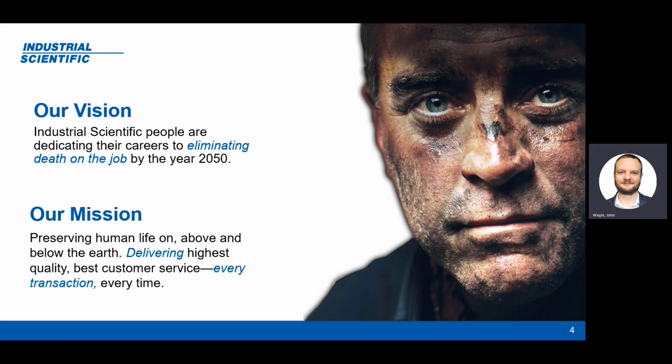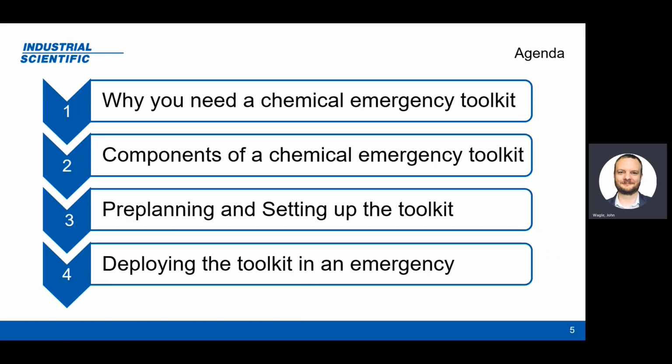As I mentioned, the topic for today's webinar is how to build an emergency toolkit. We'll break that down into 4 key points. Number 1, the rationale behind this, why you need an emergency toolkit. Number 2, what goes into an emergency toolkit. Number 3, how we can plan with our toolkit and get it set up so that we can deploy it during an emergency. And finally, how to actually deploy the toolkit during an emergency.